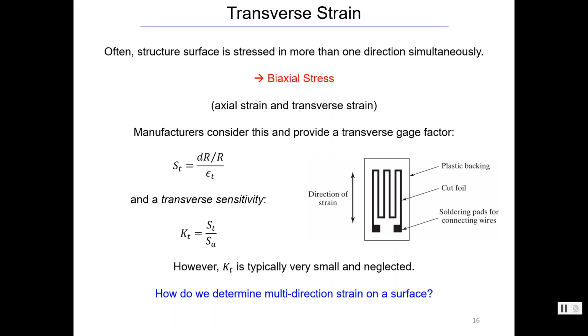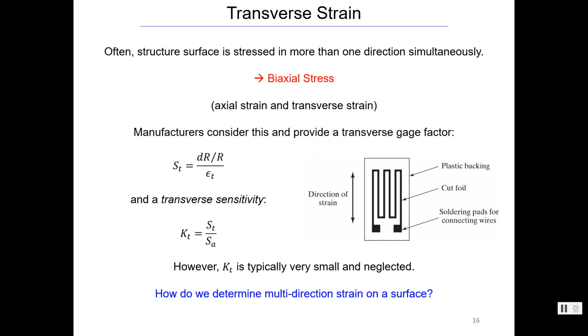Now, we've primarily just been talking about axial strain so far. We mentioned transverse strain in the intro, just in the strain review. We're going to talk a little bit more about measuring it with a gauge now. So this starts out, it says, often the structure surface is stressed in more than one direction simultaneously. Biaxial stress. So we have axial strain and transverse strain at the same time.